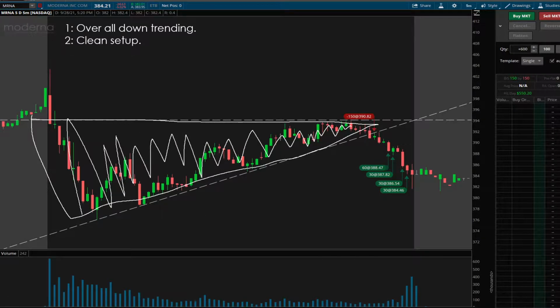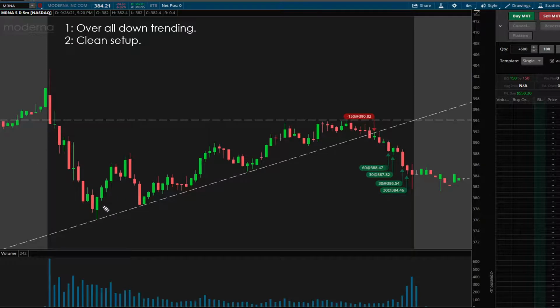And notice here, it's a very clean pattern. Okay, so the cleaner the pattern is, the more people are going to see it, the more people are going to participate, just like I saw it, right? Then the next is stock in play. It's MRNA, the stock in play.